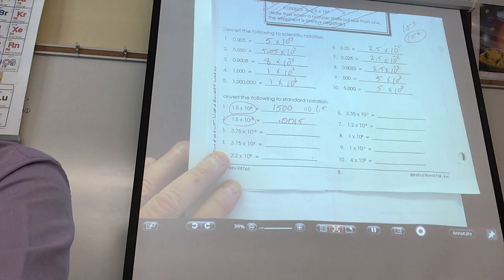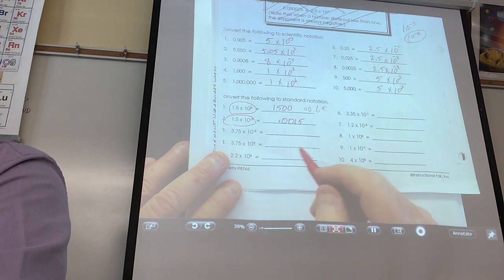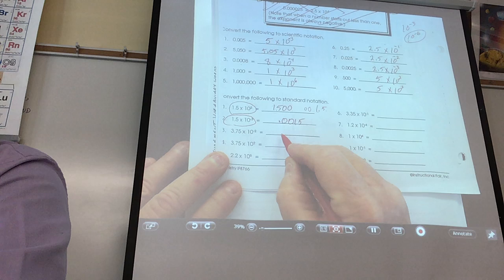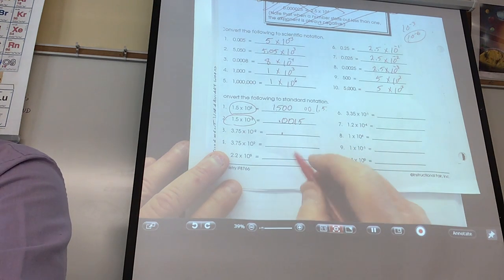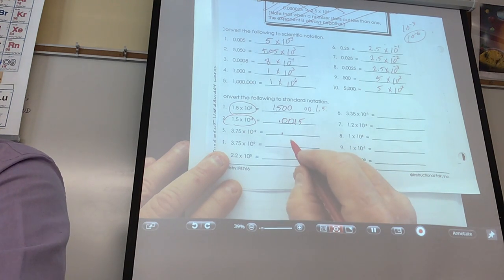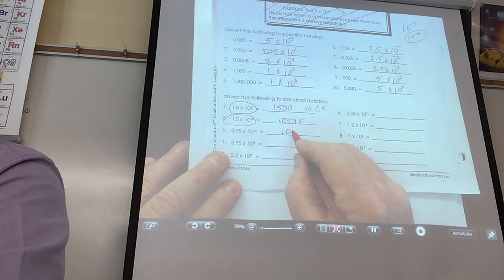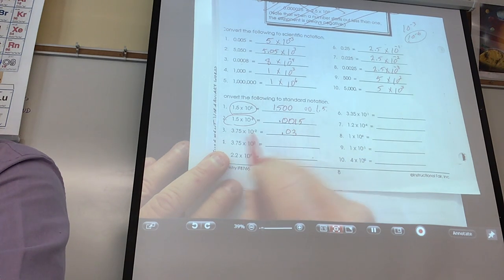Max, next one. What kind of number you got here? Decimal. Here's a decimal. 375. Is that a decimal number? Oh, no. See, you're doing that left and right stuff. You gotta move it 2 places, and when you get done, it better be a decimal. Point 035. Are you doing this one?